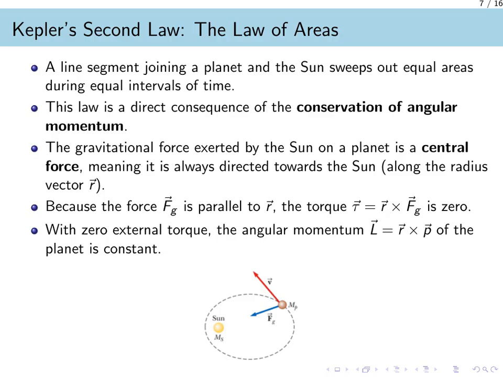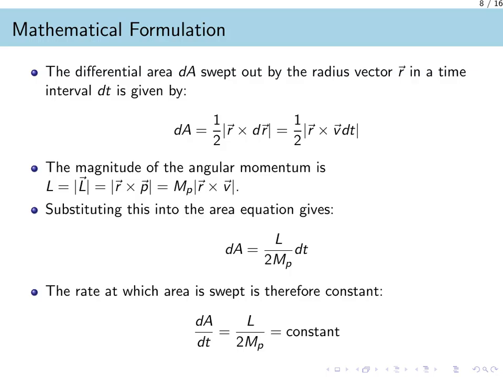Finally, remember that torque causes a change in angular momentum. Since there is no net torque on the planet, its angular momentum must remain constant throughout its entire orbit. Therefore, Kepler's second law is fundamentally a statement about the conservation of angular momentum for an object moving under a central force.